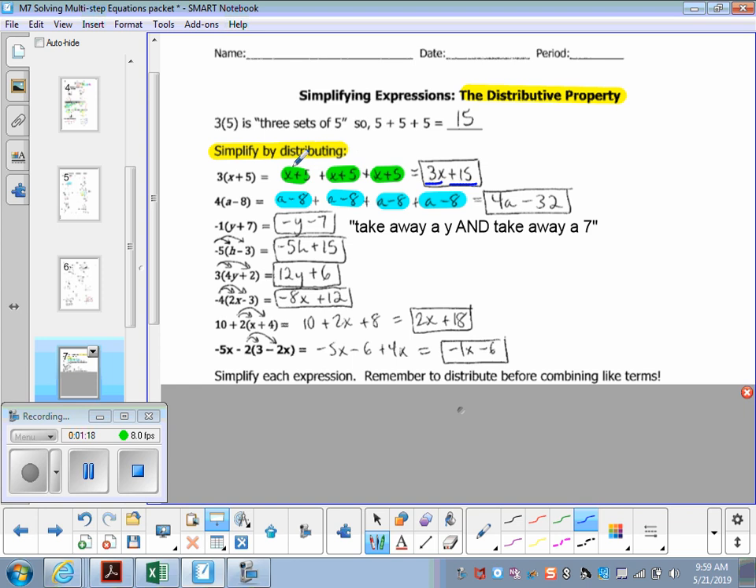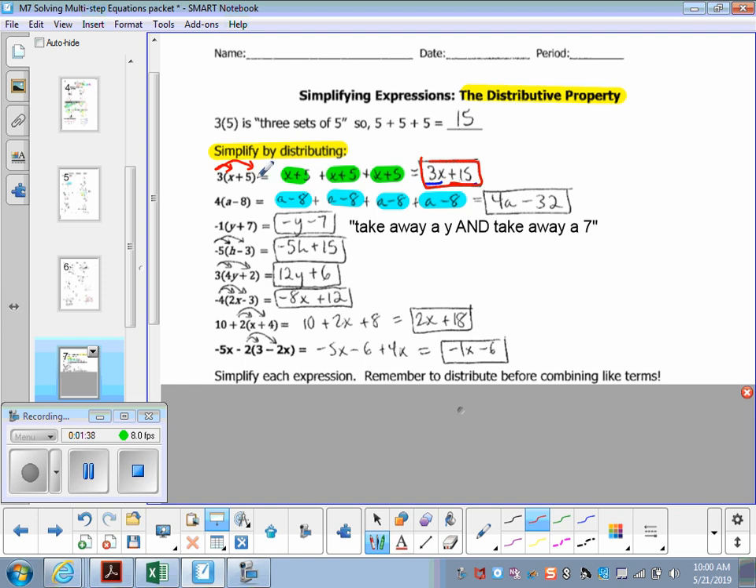Now the shortcut here is with the arrows that I'm going to show you guys in red. It says to multiply 3 times the first term. So 3 times X is 3X. And 3 times 5 here is the 15, and since it's a positive, we write plus 15, and now we are done. All right, now let's take a look at the next example.